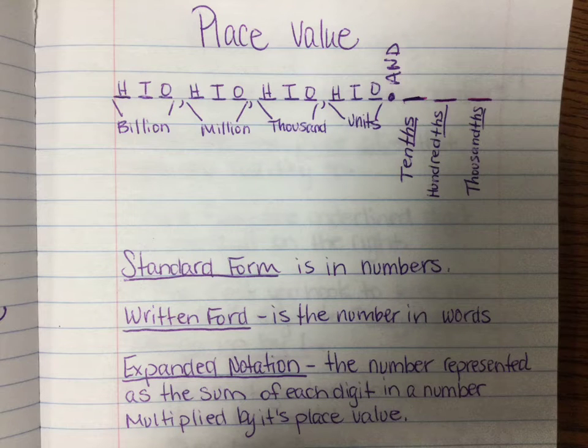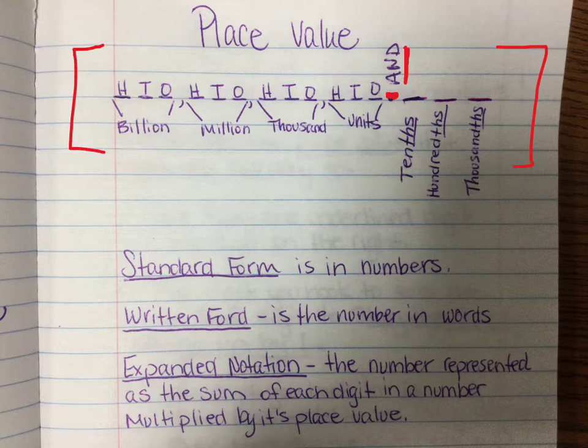Okay, we're moving on into place value. Okay, but it's place value of decimals. So if you look, I've made a place value table for you. Okay, here's your decimal, and the decimal says "and." So when we read a number, when we see the decimal, we say "and."